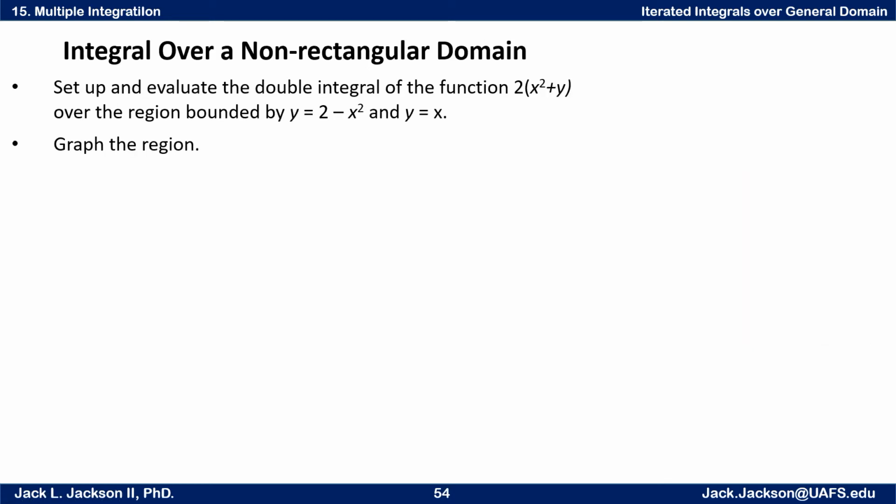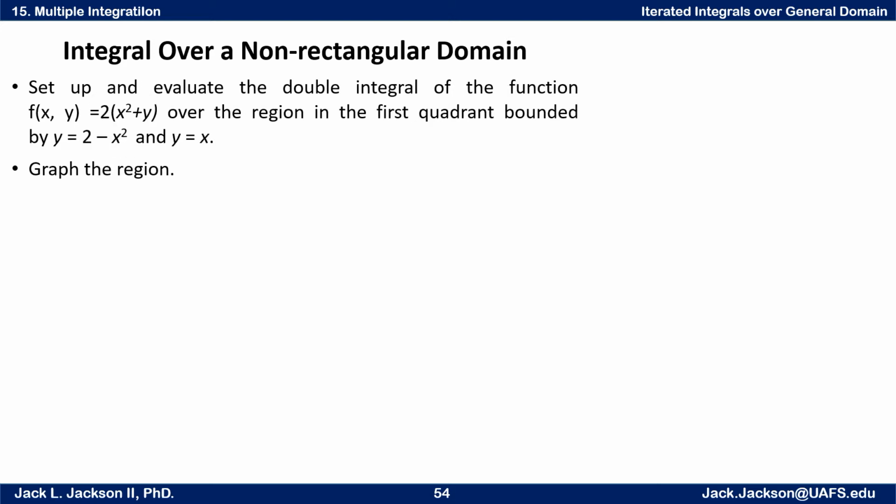So let's take a look at an example here. We have the function f of xy is 2 times parentheses x squared plus y. We want to integrate that function over the region bounded by y equals 2 minus x squared and y equals x, in the first quadrant. So the first thing we want to do is to graph the region that makes up the domain.